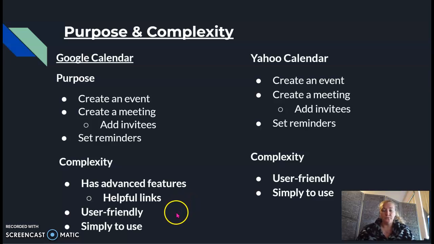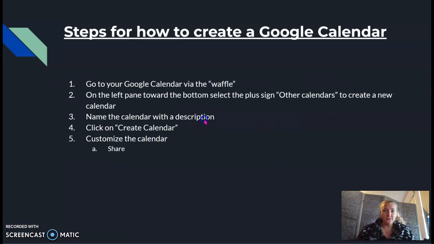For complexity, it has those advanced features, but it also has the helpful links to help people navigate through Google. Even though it is very user-friendly and simple to use, it does also offer those links to help people out as well. For your Yahoo Calendar, you can again create an event, create a meeting, and add invitees as well, and set up those reminders. However, it doesn't have that nice, easy, just linked with Zoom feature. And in terms of complexity, it is also very easy to use and simple, but having those advanced features that Google does makes Google Calendar a lot nicer to use.